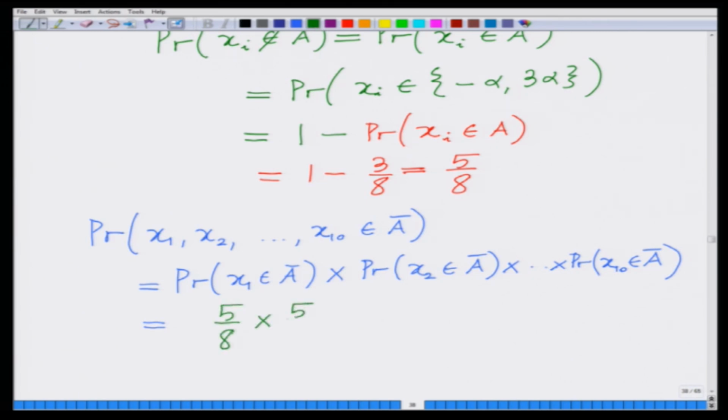5 by 8 times 5 by 8 times 5 by 8 equals 5 by 8 raised to the power of 10. So, therefore, now we have answered the question, what is the probability that none of the symbols belong to A, which means all of the symbols must belong to A complement, and the probability of that is 5 by 8 raised to the power of 10.